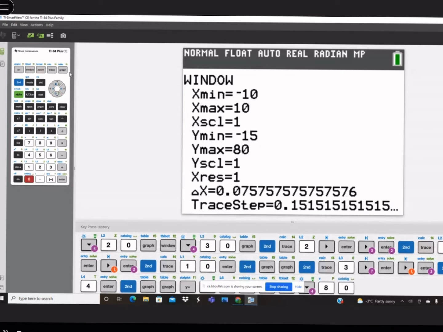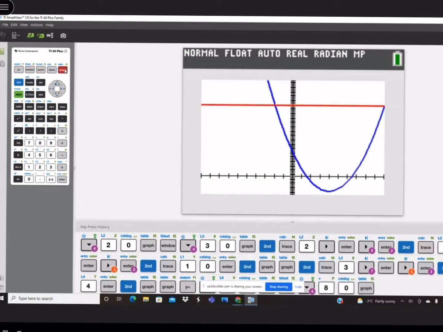Once you hit graph, you see the parabola and you see that red line, which represents y equals 60. What we want to do is find the points of intersection between this red line, or target of y equals 60, and the parabola that we've graphed originally.